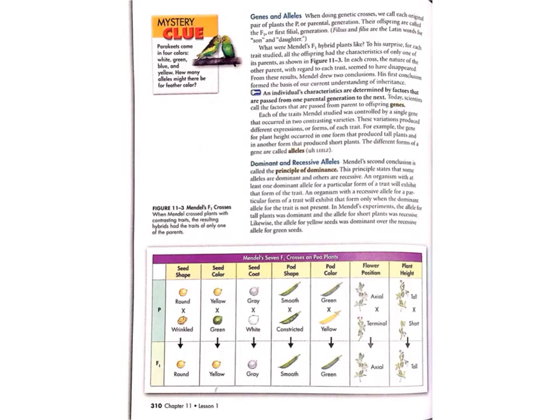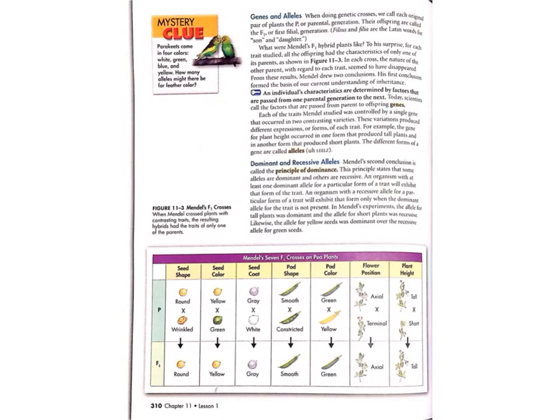Today, scientists call the factors that are passed from parent to offspring genes. Each of the traits Mendel studied was controlled by a single gene that occurred in two contrasting varieties. These variations produced different expressions or forms of each trait. For example, the gene for plant height occurred in one form that produced tall plants and in another form that produced short plants. The different forms of a gene are called alleles.